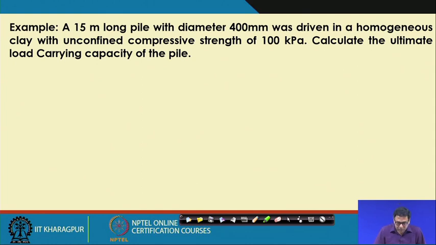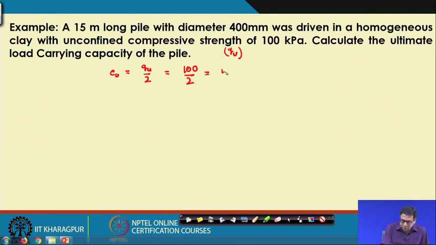So, the unconfined compressive strength of the clay is 100. You know that the Cu value I will get from qu divided by 2. This unconfined compressive strength is the qu. Okay. So, qu divided by 2, so this will be 100 divided by 2, 50 kilonewton per meter square. So, my Cu value, the undrained cohesion, is 50 kilonewton per meter square.